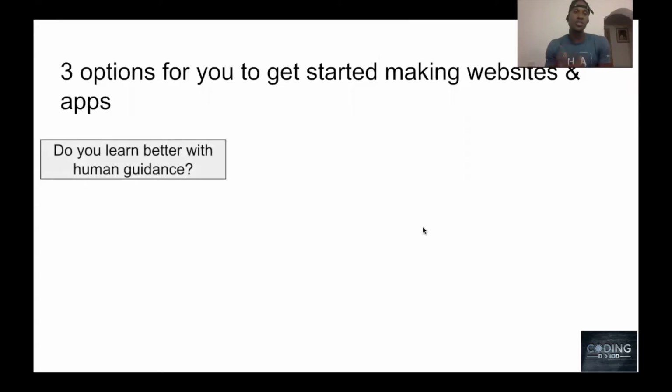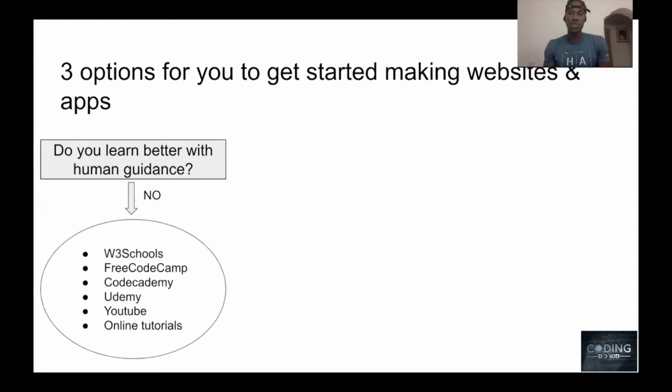The first question that you need to ask yourself is, do you learn better when you're guided by a human being? Or are you the type of person that just does not need any guidance? If the answer to that question is no, that means you're one of those people that can pick up anything, teach yourself, follow some minor guidance online or from somebody you don't have to be with, and you can pick up things really easily. So if that's you, here are some resources that you can use.